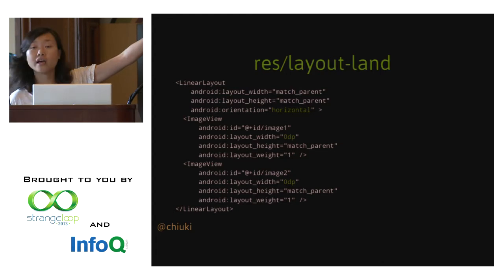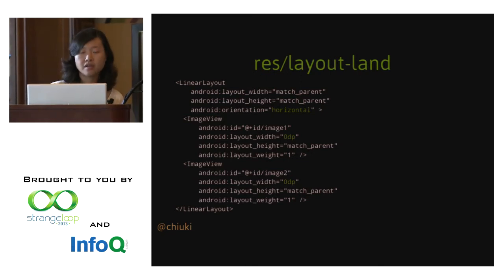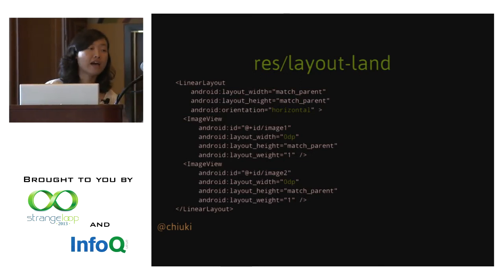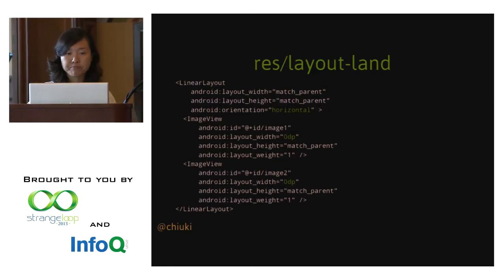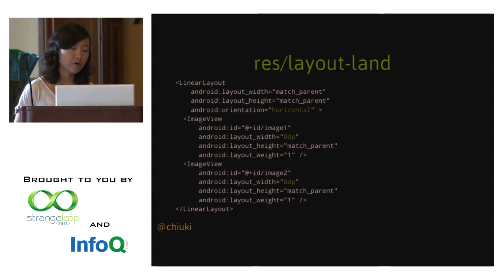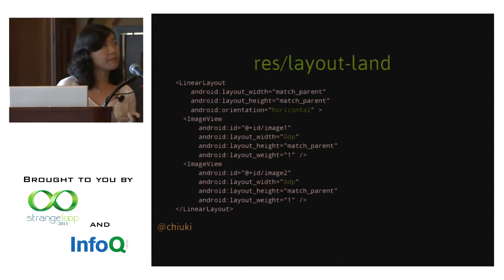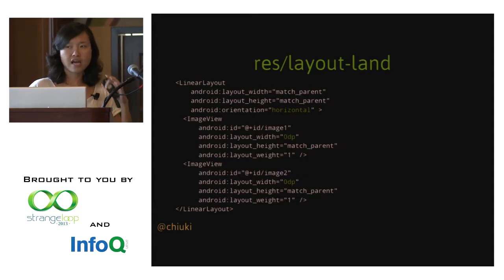So earlier I showed you that I put the XML file into this folder called layout. And you can also put it in a different folder, say layout-land. It means that if I detect that the device is in landscape orientation, Android is going to go ahead and load this layout instead of the normal layout, the default layout from the layout folder. And the nice thing about this is, if any of you do Rails development, it's kind of the same idea.